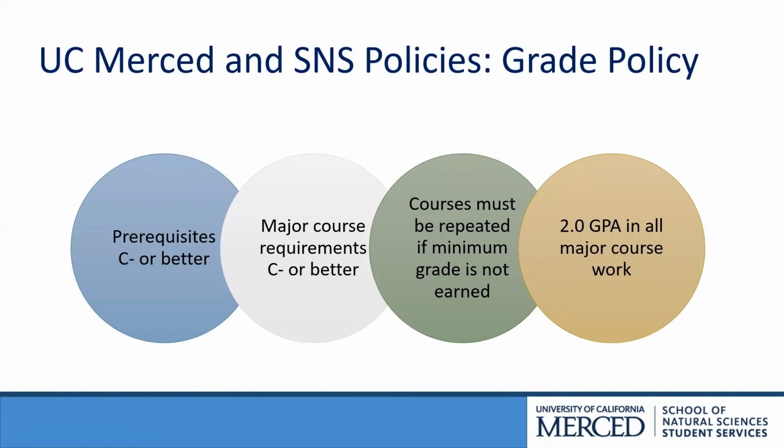So the grade policy. We already mentioned this a little bit, but for prerequisites and major courses, you have to get a C- or better. You have to repeat courses if you haven't passed them and gotten the minimum grade, and you have to have a 2.0 overall in your major coursework in order to graduate.